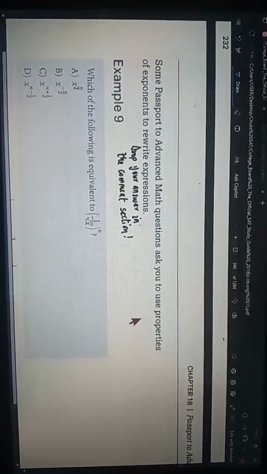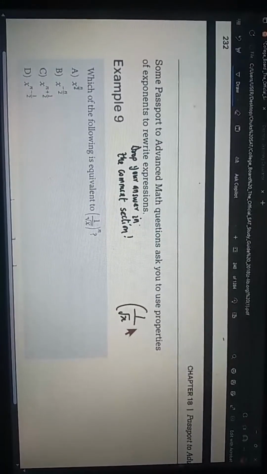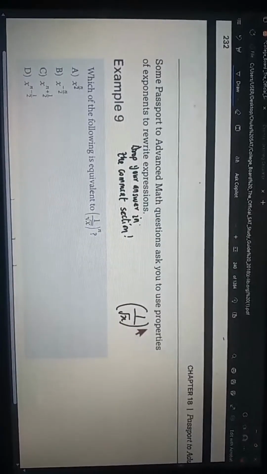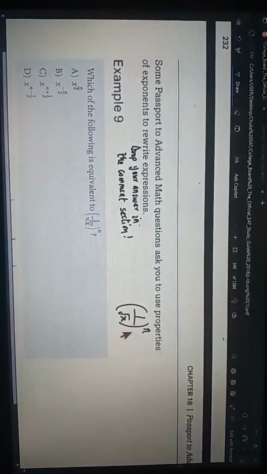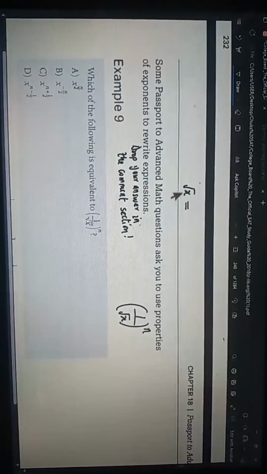So we have 1 upon root x, all to the power n. We want to simplify these options to find out which of them is equivalent to it. Of course, root x can be expressed in index form as x to the power 1 over 2.